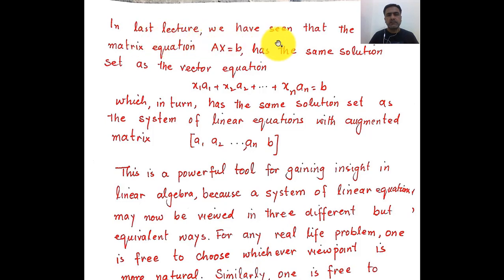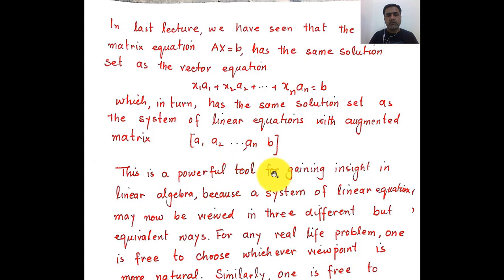In the last lecture, we have seen that the matrix equation Ax equals b has the same solution set as the vector equation x1a1 plus x2a2 plus and so on plus xnan equals b, which in turn has the same solution set as the system of linear equations with augmented matrix, this one.